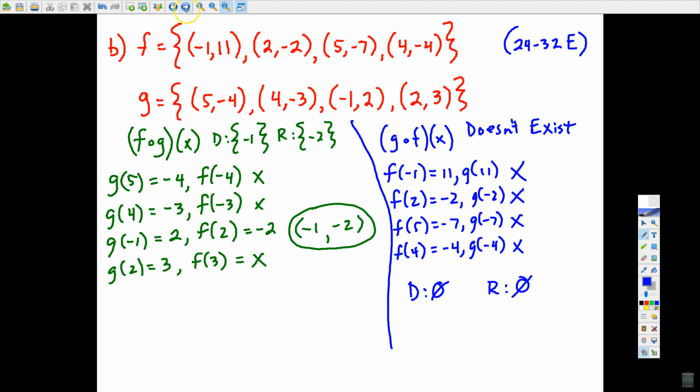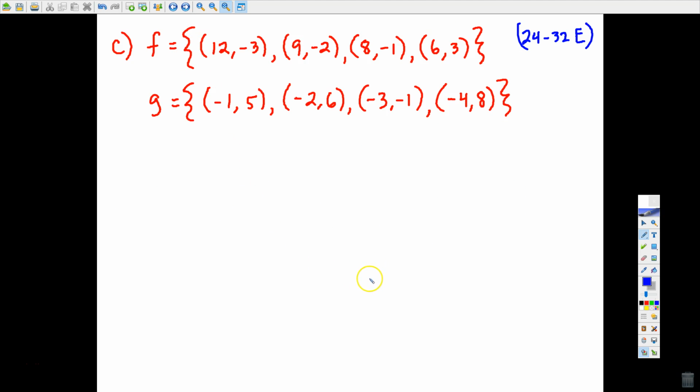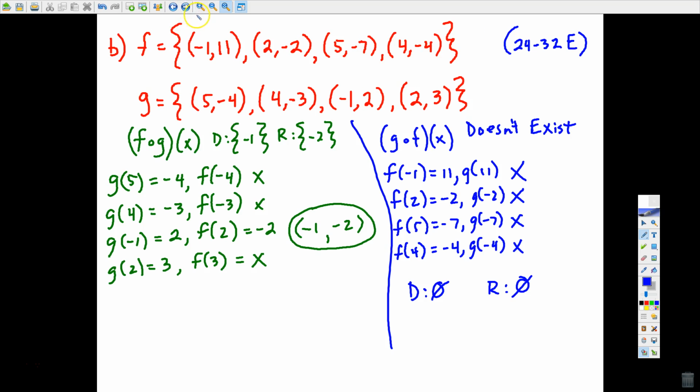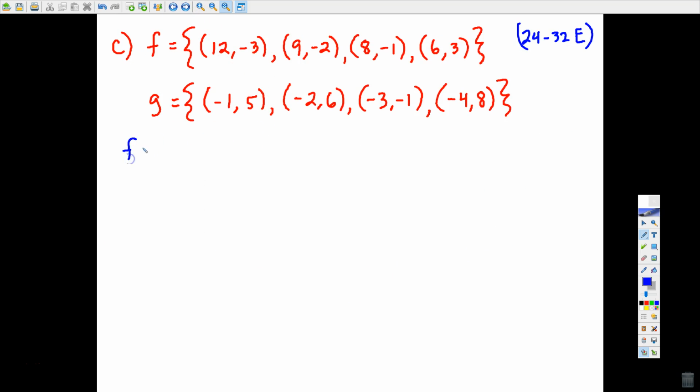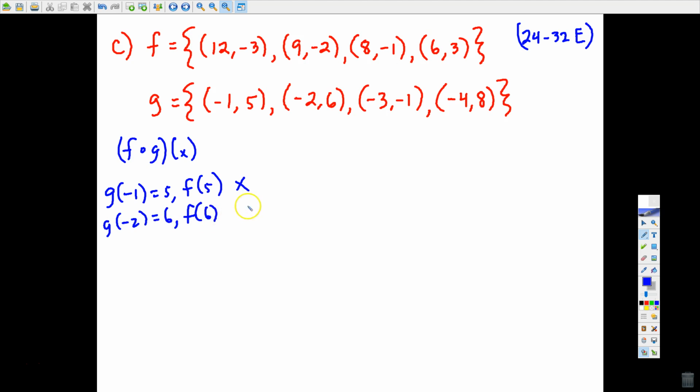Okay, that takes care of our example B, and we'll just run through one more. Start with f of g of x again. So let's evaluate first the g function. G of -1 is 5, so what's f of 5? Doesn't exist. G of -2 is 6. So what's f of 6? F of 6 is 3. So that gives us the ordered pair -2, 3.